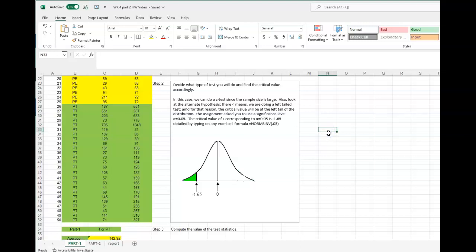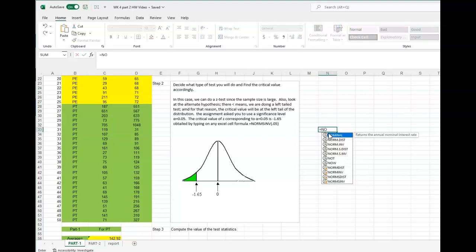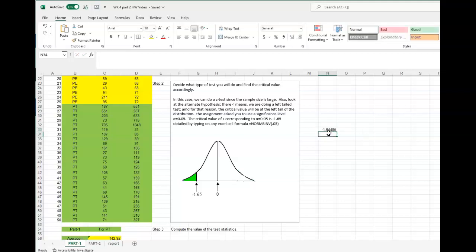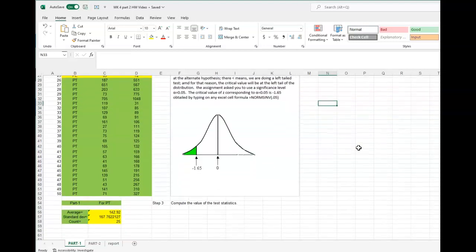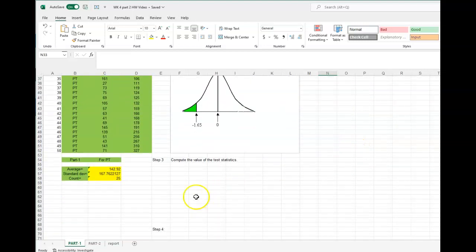So if you type it on the Excel page, equal to NORM.S.INV 0.05, you get negative 1.64. So that means this side is 0.05, 5% level of significance, okay? All right, now you're going to do the computation. Now to do the computation, you have to calculate this number, average. You're going to use this average, C28 to C52. I'm doing just for PT. Part 1 is just for PT, okay?